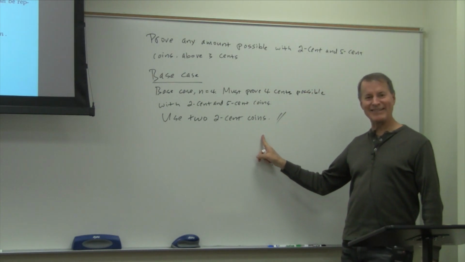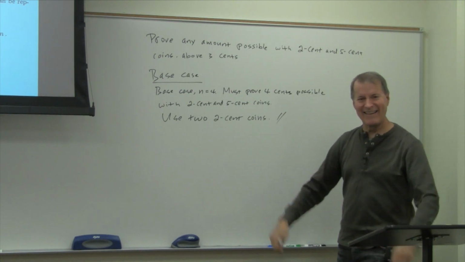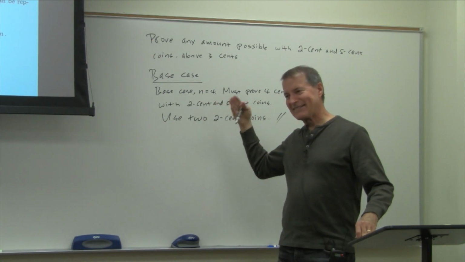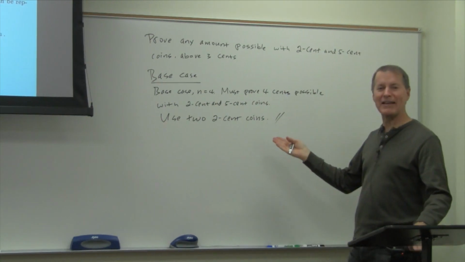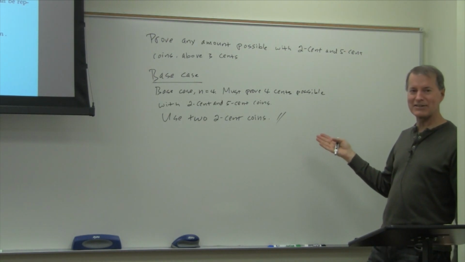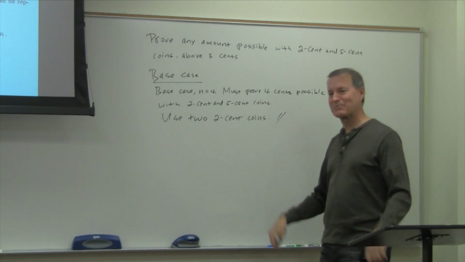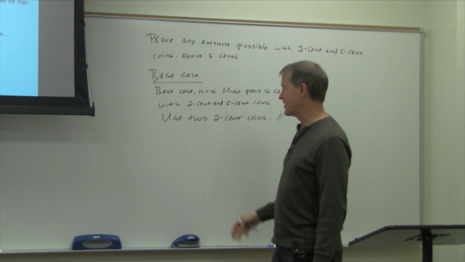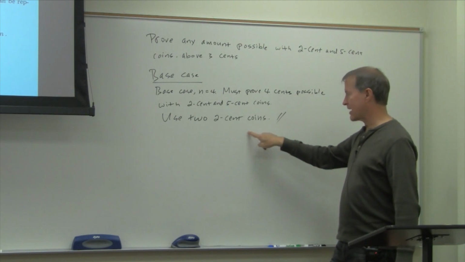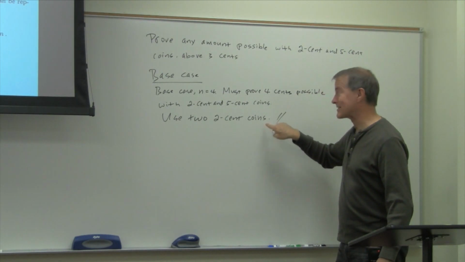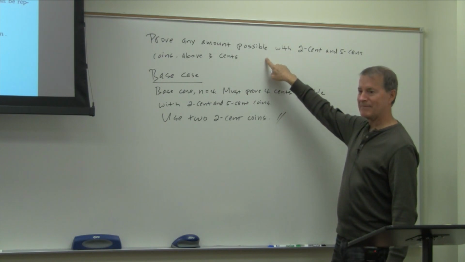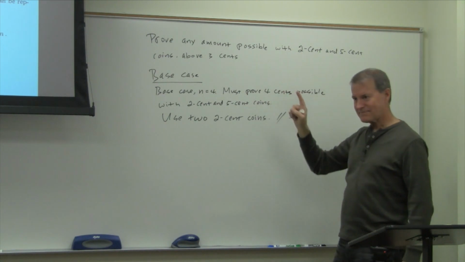It's easy, but it's hard because we're thinking in English. That's weird for us because we're all formal methods people, and this is a little less formal. Are you with me? Do you understand? Use two 2-cent coins. That's the proof of the base case. We prove that it's possible in the base case.